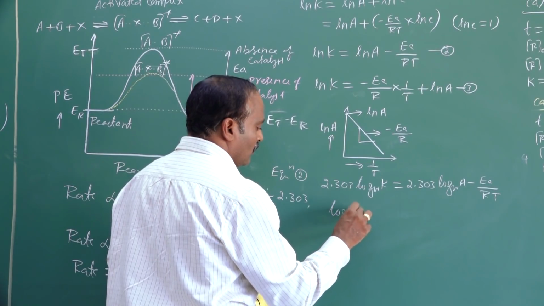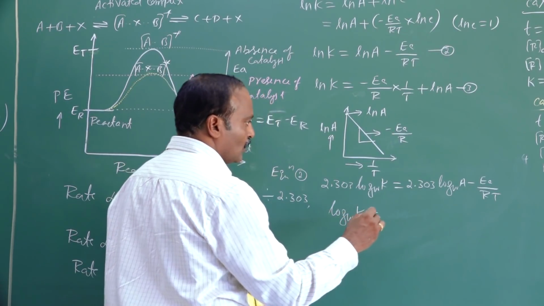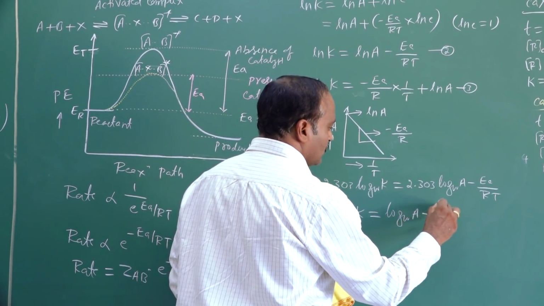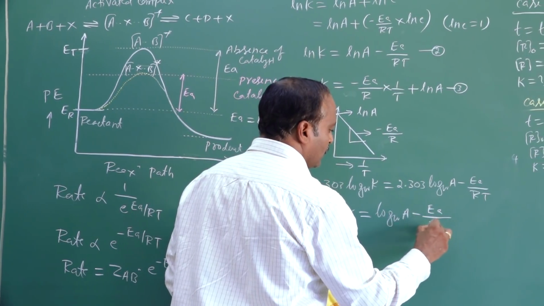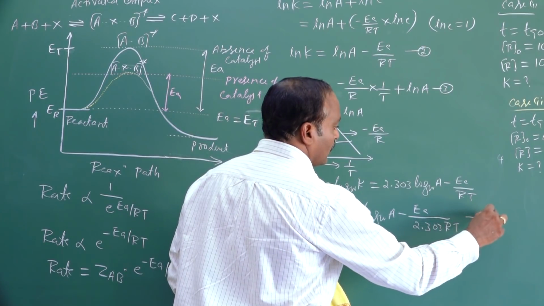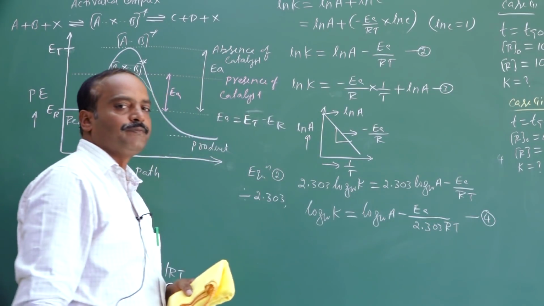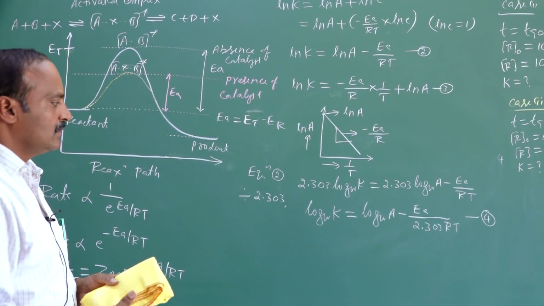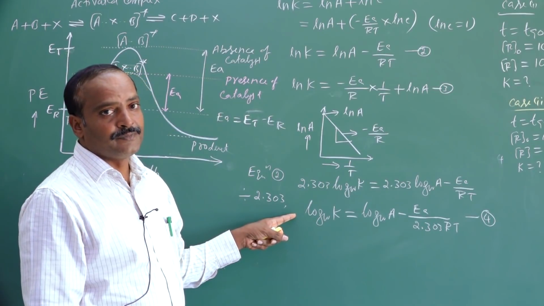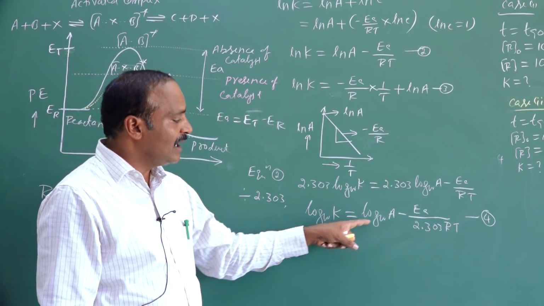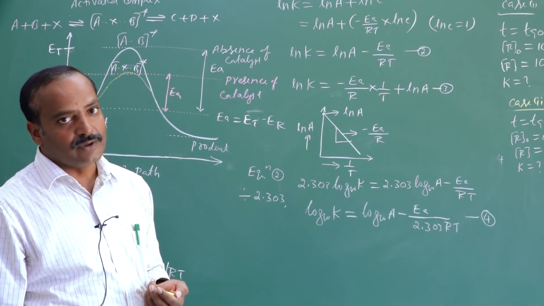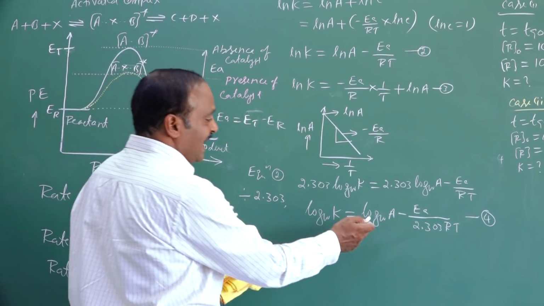we get log base 10 of K is equal to log base 10 of A minus Ea divided by 2.303 RT. We call it equation number 4. This is another form of the Arrhenius equation. Log base 10 of K is equal to log base 10 of A minus Ea by 2.303 RT. Now rearrange this equation.